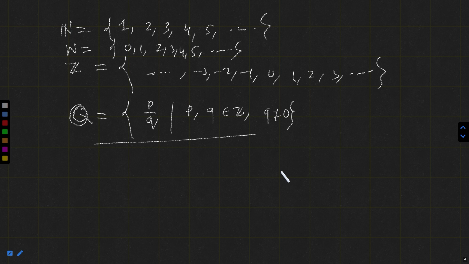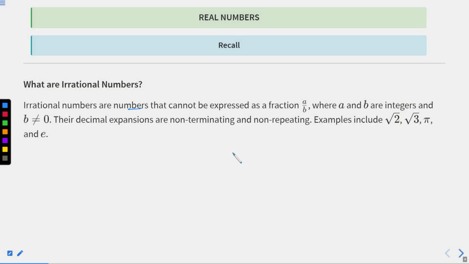Now our question: what are irrational numbers? Irrational numbers are numbers that cannot be expressed as a fraction a over b, where a and b are integers and b is not equal to 0. If we want to define irrational numbers in terms of decimal expansion, how can we define? First we can define rational numbers by decimal expansion.